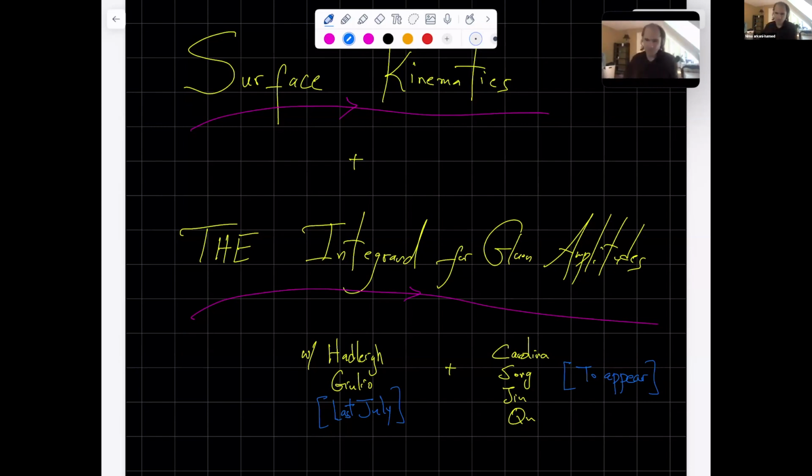But anyway, I'm going to be talking about some work that will build up to work in progress with Carolina, Song, Jin, and Chi, about how this picture of curves on surfaces generalizes kinematics in an interesting and important way, and allows us to talk canonically about integrands for gluon amplitudes, non-supersymmetric gluon amplitudes in any number of dimensions, which has been a long-standing dream of mine to try to understand.